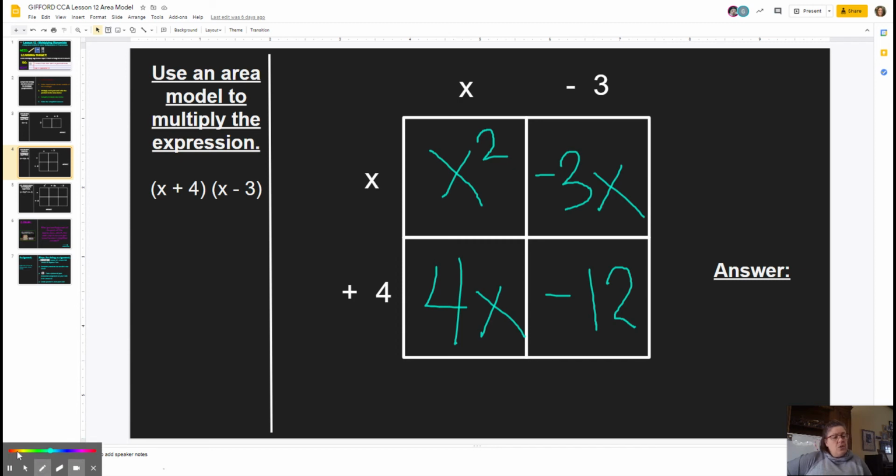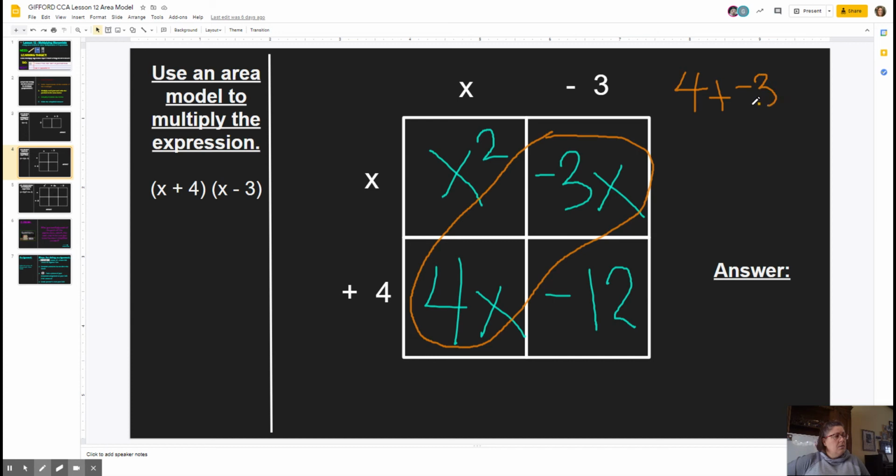So once you get those spaces on the inside all figured out, find the area of each of those rectangles, then you go back and ask yourself, are there any like terms underneath that I can simplify? Well, in this case, the answer is yes. I've got 4x and negative 3x. So then you just have to ask yourself, if I do 4 plus negative 3, what does that give us?